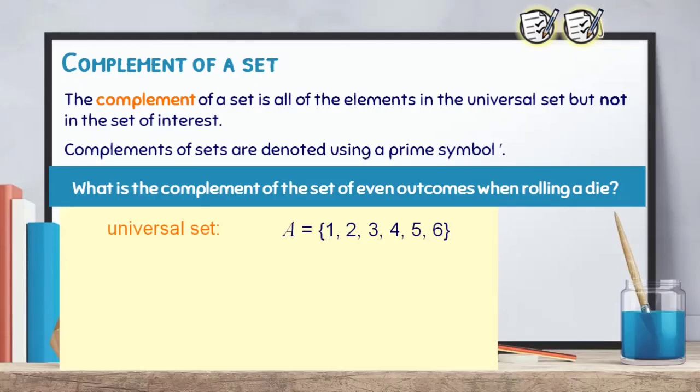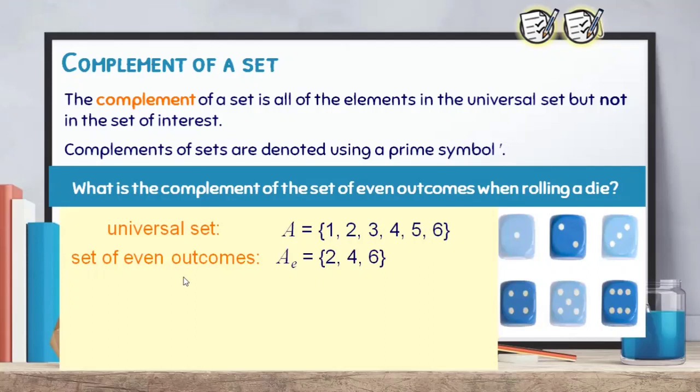These are the set of possible outcomes when rolling a die. And we also have the set of even outcomes, A sub E, which is equal to 2, 4, 6. Now, what is the complement of the set of even outcomes when rolling a die? If that is the question, then our set of interest is these elements of our possible even outcomes.